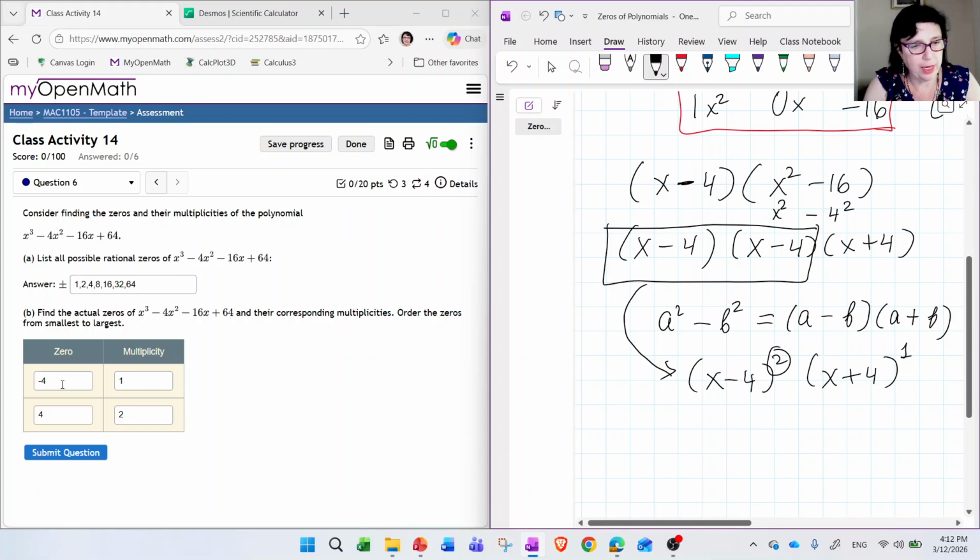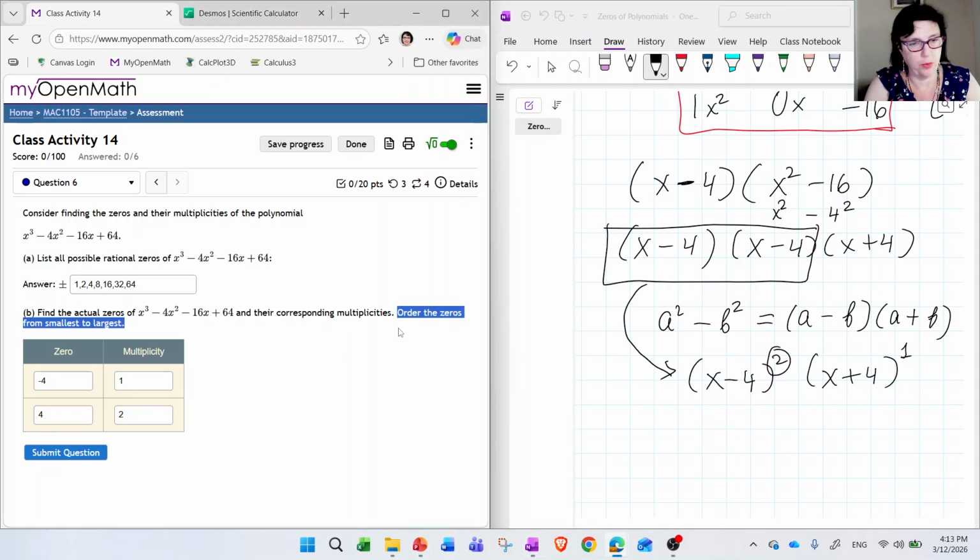Now, why did I write negative 4 first and then 4? It is because that's what they want me to do. They want to order the zeros from smallest to largest. So I had to list negative 4 first, and then 4 would be the next line.